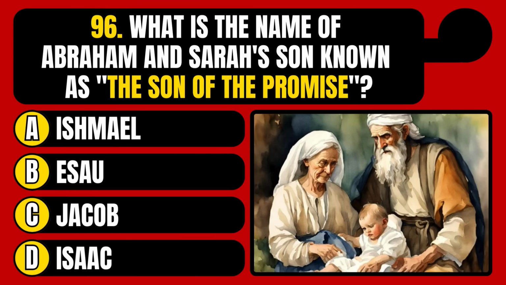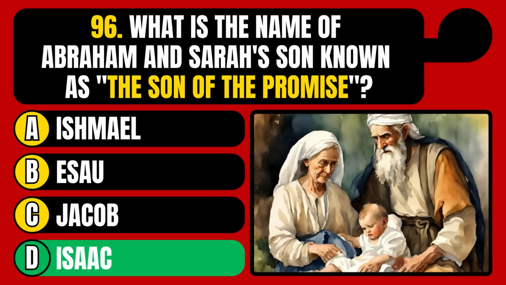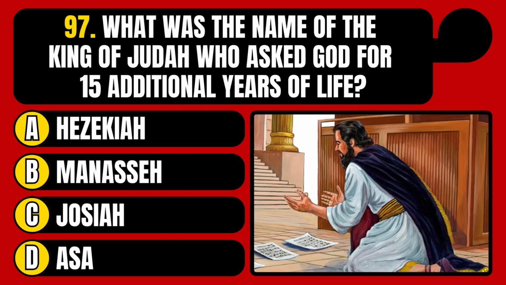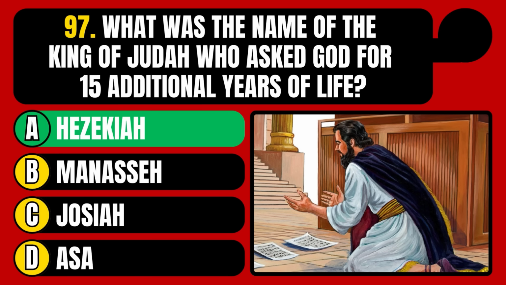What is the name of Abraham and Sarah's son known as the son of the promise? Ishmael, Esau, Jacob, or Isaac? The correct answer is option D, Isaac. What was the name of the king of Judah who asked God for 15 additional years of life? Hezekiah, Manasseh, Josiah, or Asa? The correct answer is option A, Hezekiah.